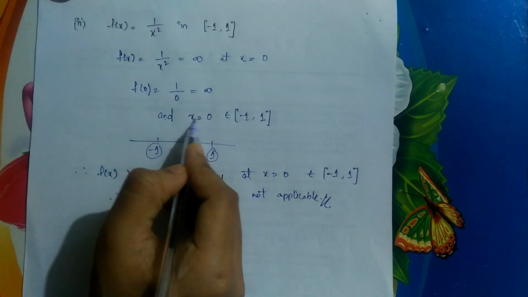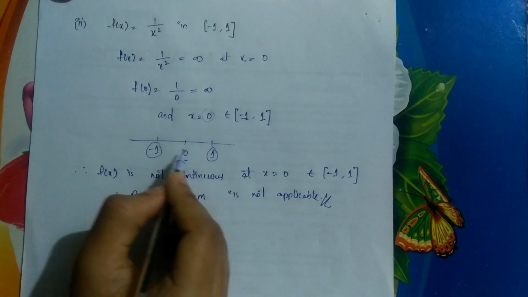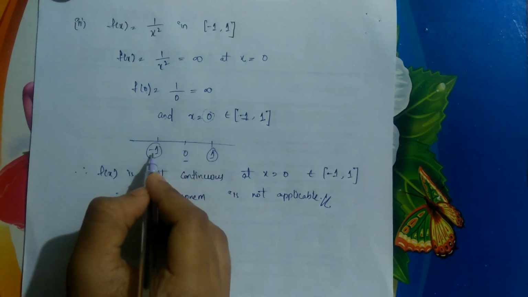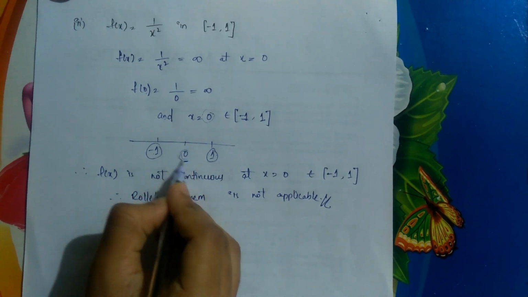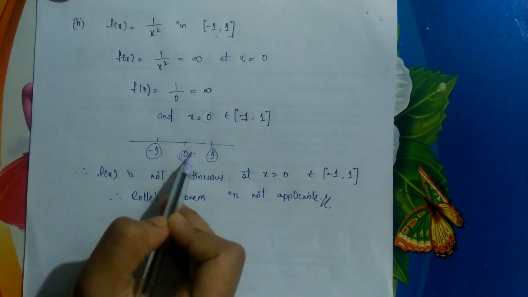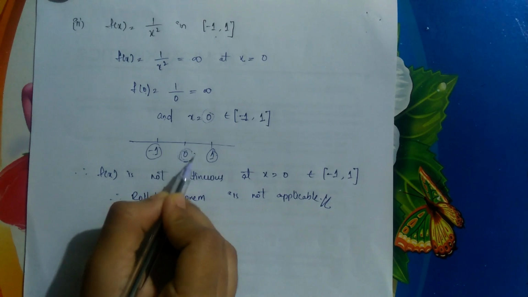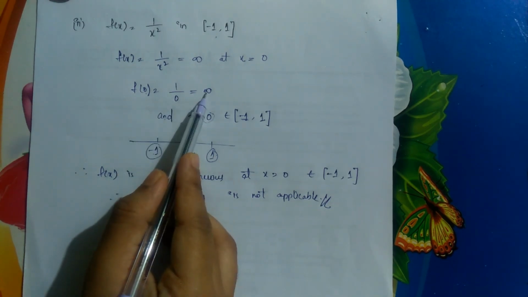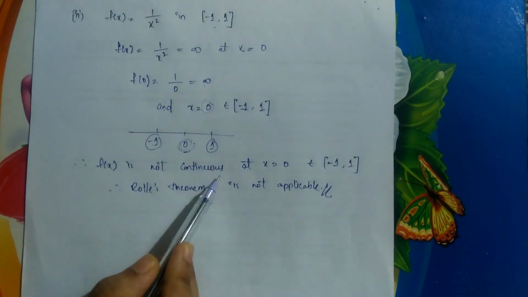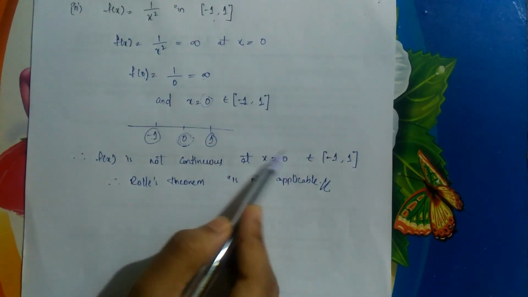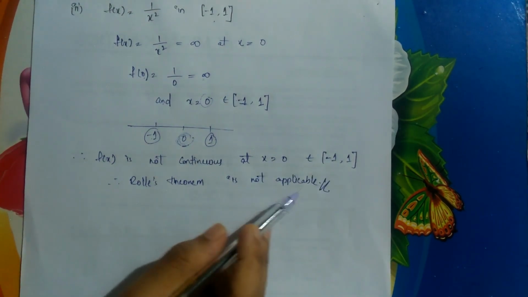And x = 0, that 0 belongs to the interval -1, 1. When you plot it on a graph, you get -1 and 1, and in between you have an integer, that is 0. When you take the interval, the in-between values are also applicable for the function. When you substitute 0 in the given function, it attains infinity, or it is discontinuous. So f(x) is not continuous at x = 0, and that 0 belongs to the interval -1, 1. Therefore, Rolle's theorem is not applicable.